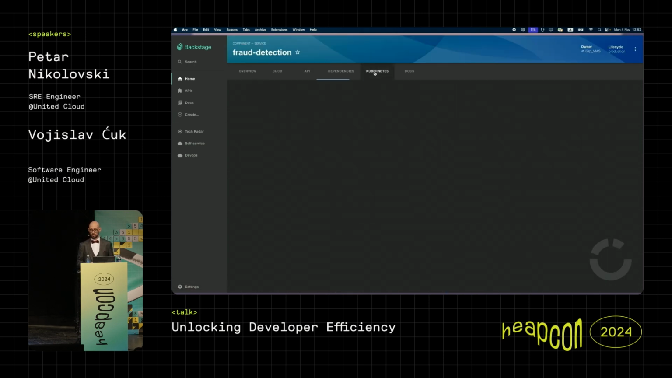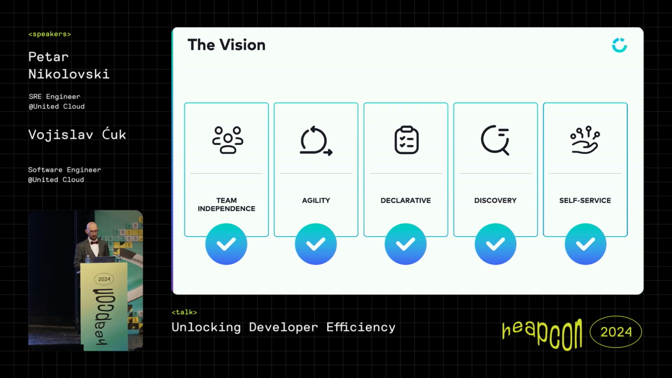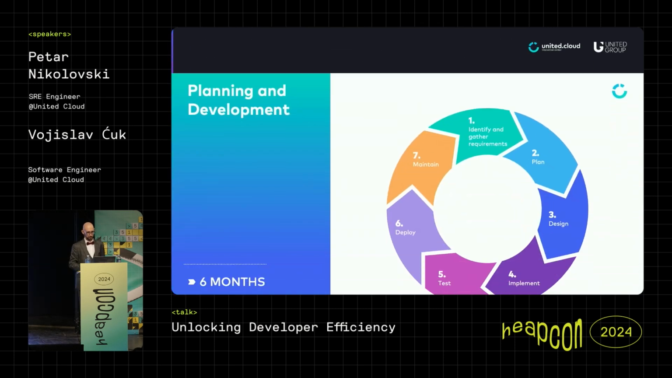You can then go to Software Catalog Kubernetes tab and see the deployment status for your service. By tying our existing self-service repositories and making them available through Backstage, and by adding Software Catalog, we have achieved better self-service for the teams. Since we've seen a lot of pros, what are the challenges we faced when building this platform?